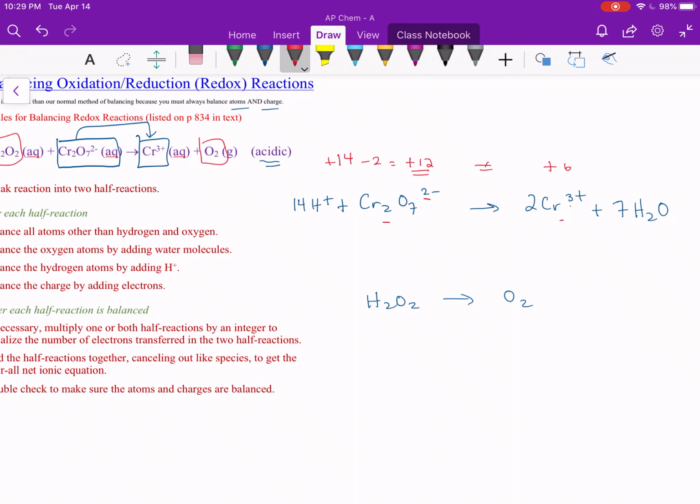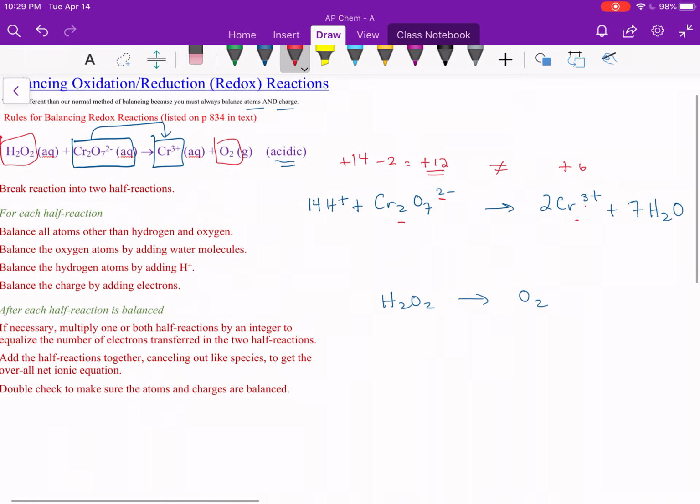And we can say, okay, well, we know that plus 12 does not equal plus 6, so we have to get these things to equal one another. Well, the only way that we can do that is by adding negative charges because we're adding electrons. So we have to add negative charges to one side. And hopefully that makes sense that we need the plus 12 to get smaller.